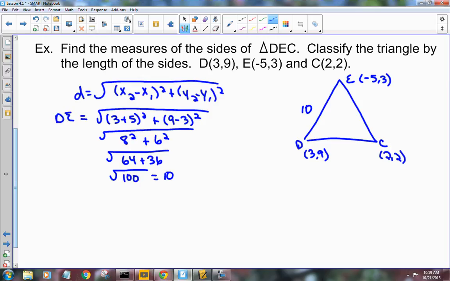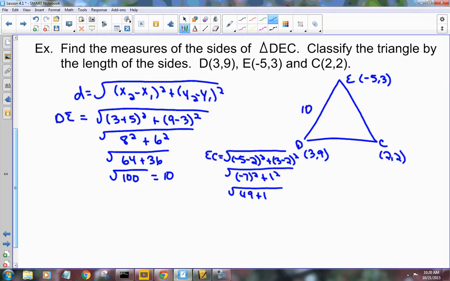Alright, so it's going to do that 2 more times. Now let's look at EC. I've got negative 5 minus 2 quantity squared plus 3 minus 2 quantity squared. That gives me negative 7 squared plus 1 squared. What's negative 7 squared? 49. Positive 49 plus 1. And that ends up being radical 50.